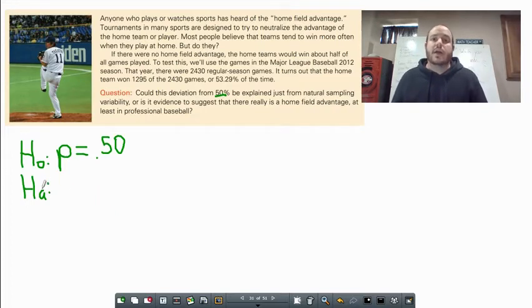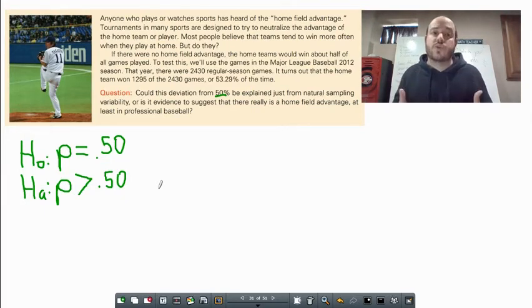Now, in this case, we keep most of those pieces the same for the Ha, and that will actually be for all hypothesis tests. We always keep the left and right the same. The middle part is the thing that changes, and in this case, it will either be less than, greater than, or not equal to. We want to know if there's a home field advantage, meaning that we want to know if that percent should actually be larger than 50%. So that means that we want this proportion to be larger than the 50%. And that's going to be our alternative hypothesis. That's what we're going to be able to claim is true if we are capable of rejecting our null.